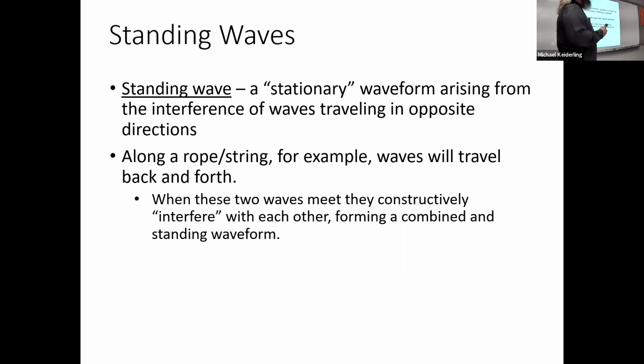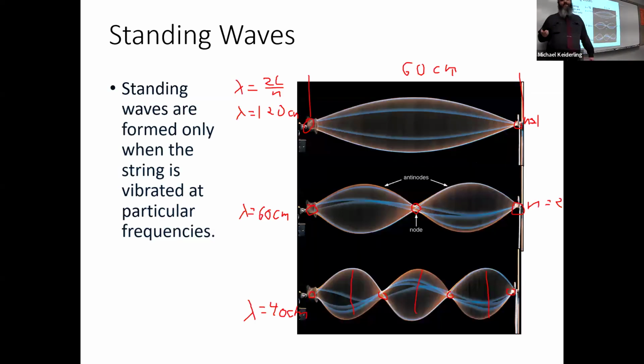Standing waves occur as a stationary wave arising from the interference of waves traveling in opposite directions. On a rope or string, for example, waves travel back and forth. You get a standing wave where the length of the string is a multiple of half the wavelength. So when these two waves meet, they constructively interfere with each other, forming a combined standing waveform.